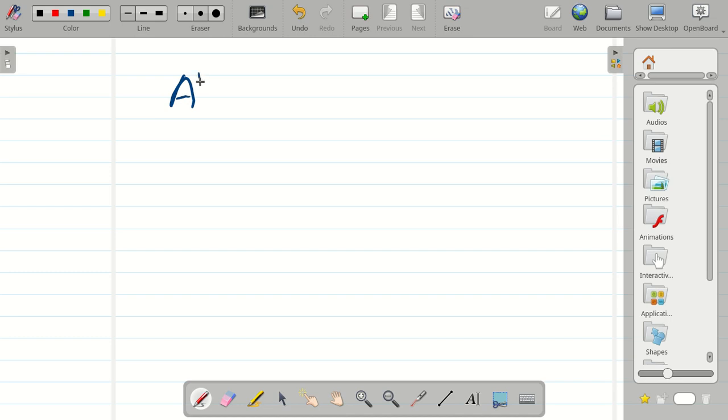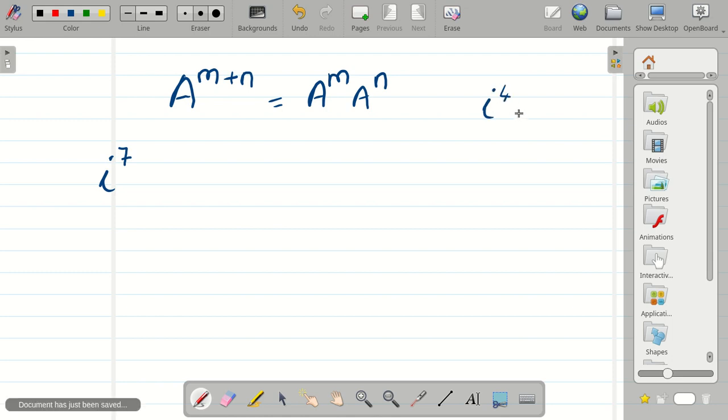Now I'll give you an identity, that is a to the power m plus n is a power m into a power n. So what might be i to the power 7? I think you just wrote i power 4 is equal to 1. So I'm going to write this in terms of i to the power 4. So I'm going to get i to the power 4 plus 3, and that will be i cube.